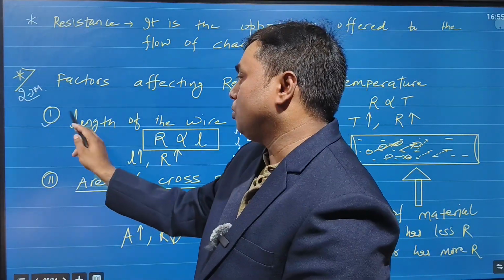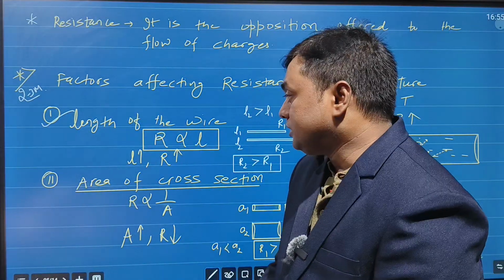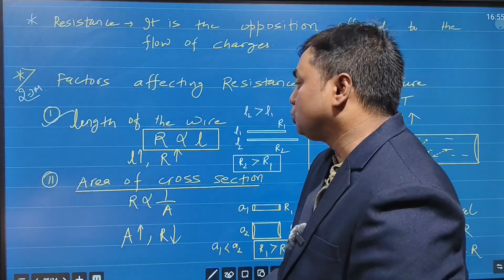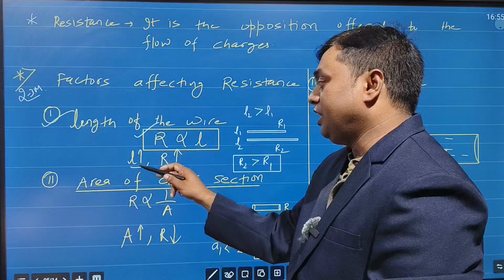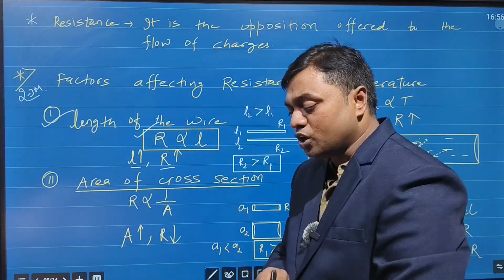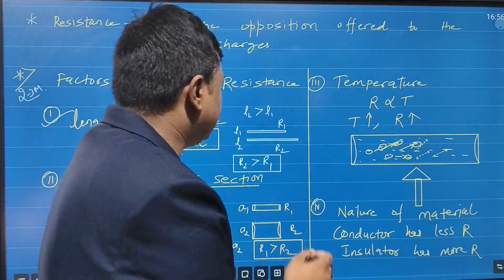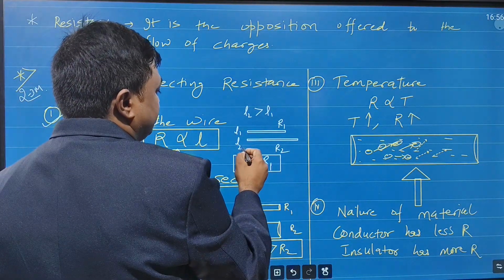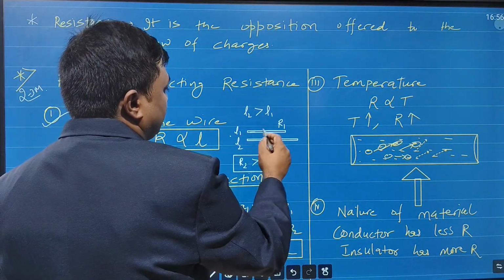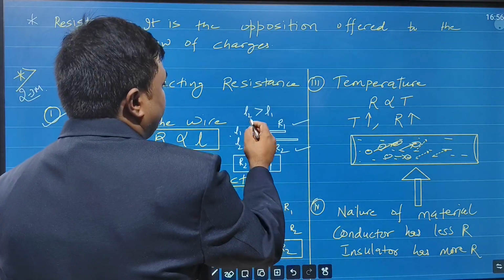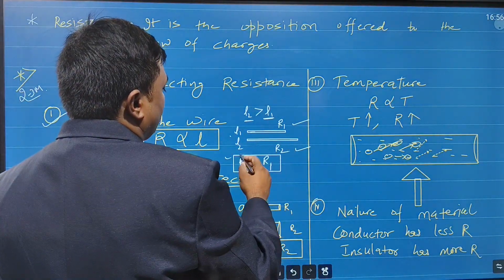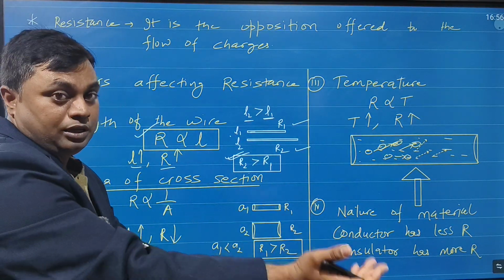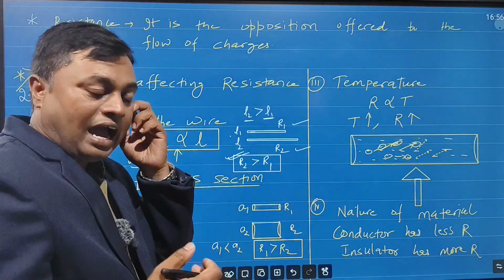First one is the length of the wire. The resistance of the wire is directly proportional to the length. It means if length increases, resistance of the wire also increases. Consider two wires of the same area of cross section, with lengths L1 and L2 and resistances R1 and R2. If L2 is more than L1, then resistance R2 will be more than R1. Is it clear? So if the wire length is more, resistance will be high.